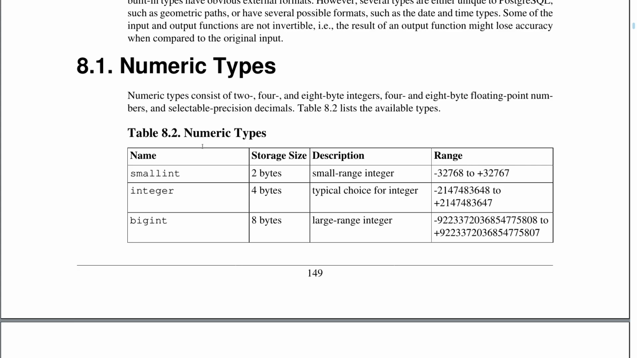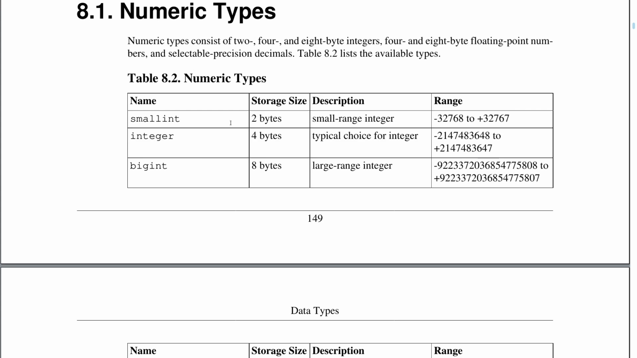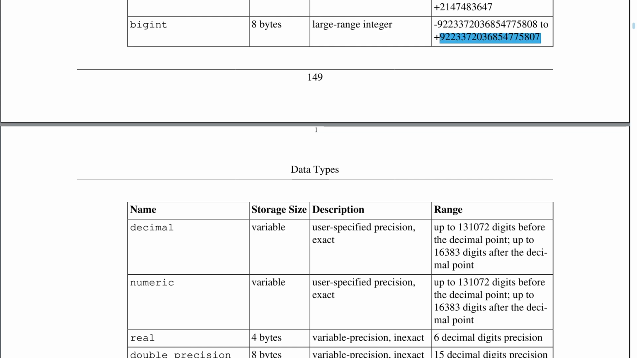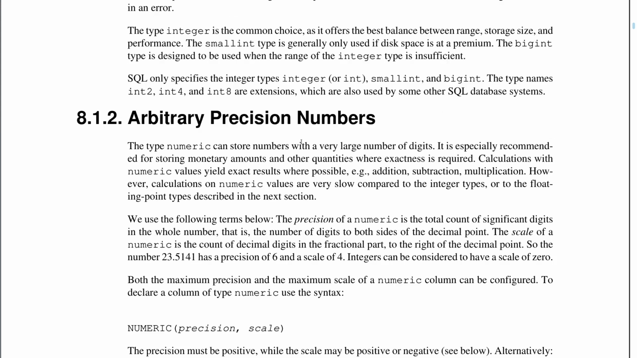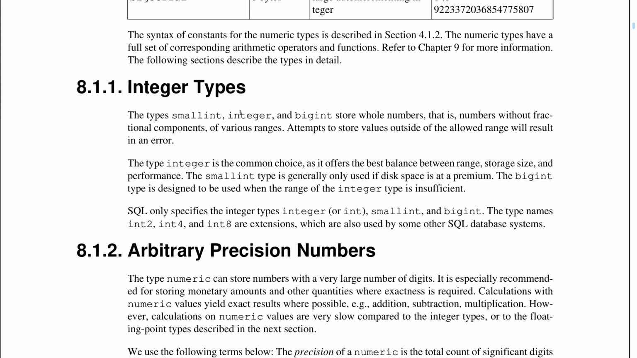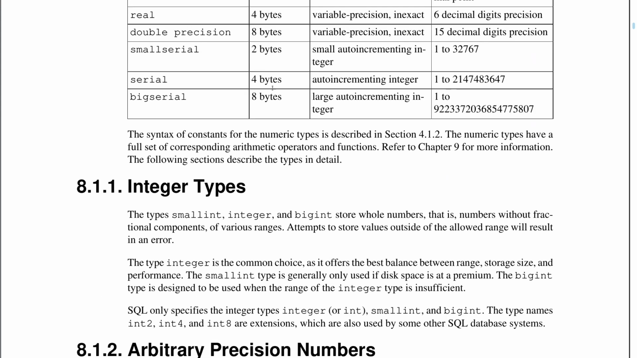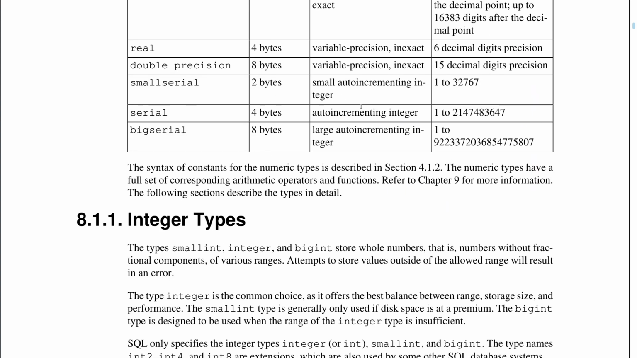So first, the list of numeric types is given. We have smallint, integer, bigint. The ranges are given in this size. I said 4 exabyte. It should be 8 exabyte. So this is 8 exabyte, and this is the positive counterpart of that. I will not repeat these integer types. I will just read through it. The size and incrementing part of serials are given here.